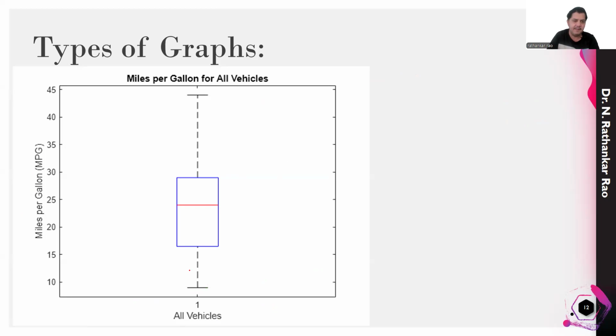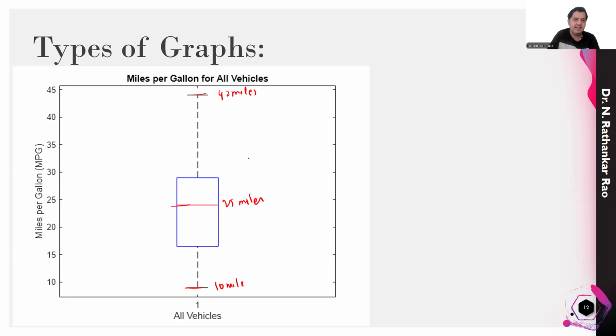Now, as you see here, you have the miles per gallon for all vehicles. If you have 1 gallon of fuel in your vehicle, then how many miles does it actually cover? If you ask this question, you can say some of these vehicles can cover a distance of 10 miles. Some of them can cover a maximum distance of something like 42 miles. But on an average, most of them cover around 25 miles per gallon, right?